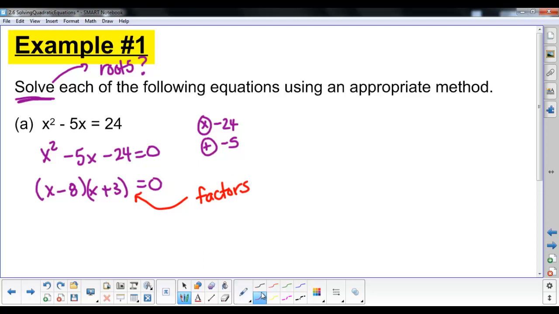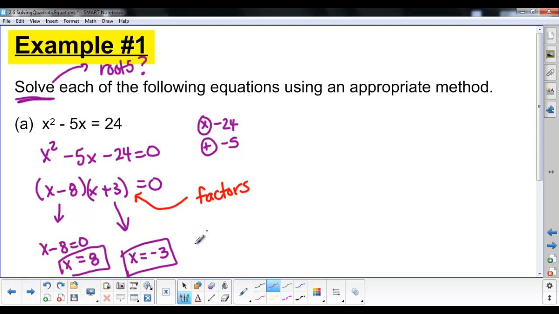The roots come from letting each bracket equal 0. So x minus 8 equals 0. So that tells us that x equals positive 8. That is a root. Again, if x plus 3 is set to equal 0, then x equals minus 3 is the root. So on a test, if I say solve, I don't want you to stop here. I want you to go ahead and tell me, what does x equal?